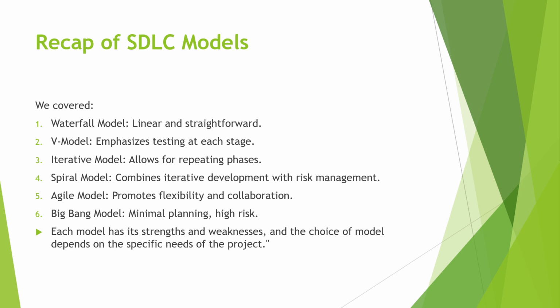Let's recap what we studied in SDLC models. We covered the waterfall model, which is linear and straightforward. V model, which emphasizes testing at each stage. Iterative model allows for repeating phases. Spiral model combines iterative development with risk management. Agile model promotes flexibility and collaboration. Big Bang model has minimal planning and high risk. Each model has its strengths and weaknesses.